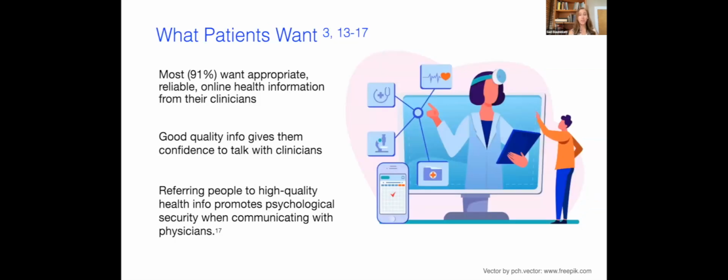And so what's interesting is we know that patients don't want to do the web search. They don't want to go online and get lost in these rabbit holes, or even read good information. It's exhausting. It's confusing. Most people want appropriate, reliable online health information from their clinician. And that good quality information then gives them confidence when they come in and talk to their clinician. So instead of people already thinking, oh, I don't know if they're going to like what I found online, if the clinician gave it to them and they trust it, you're already on a better footing. And when people are referred to high quality health information, there are studies showing that this promotes psychological security when communicating with people.